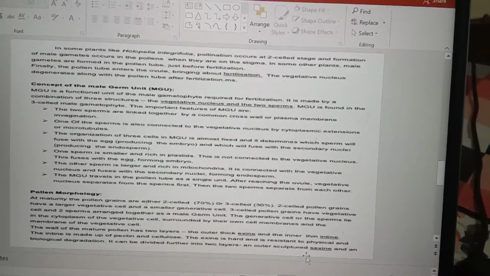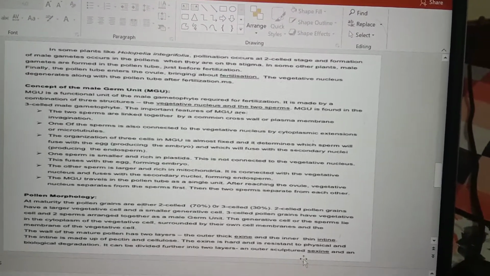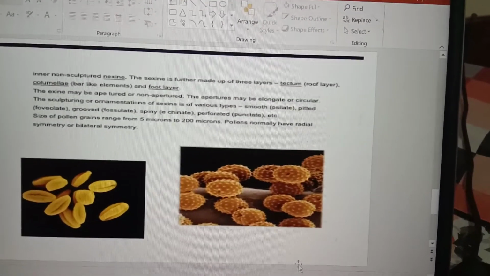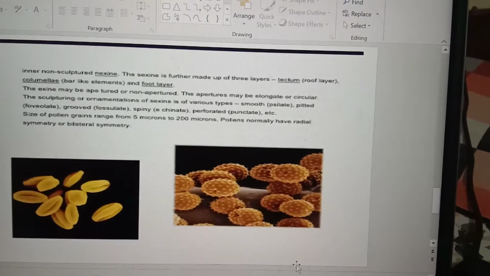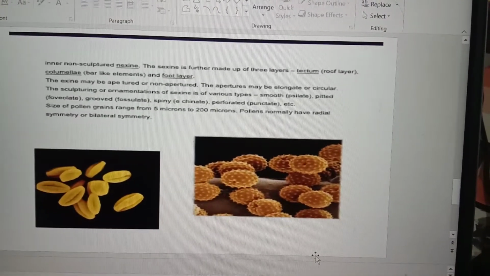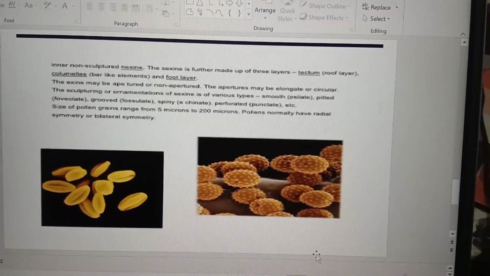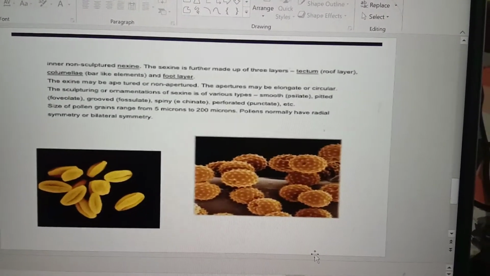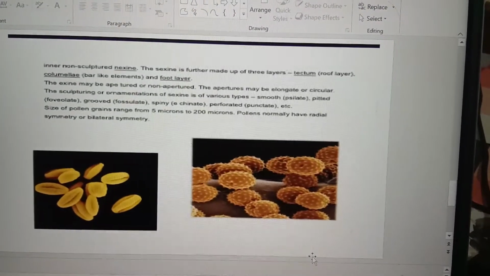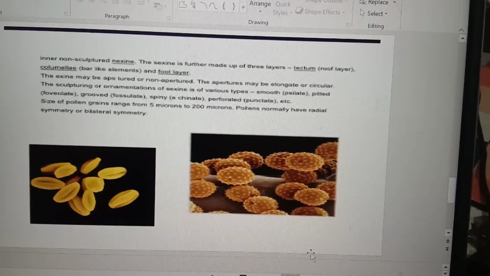The exine is divided into two layers: the outer sculptured sexine and the inner non-sculptured layer, called the nexine. Sexine and nexine are the parts of the exine. The sexine is further made up of three layers: the tectum, which is the roof layer, the columella, which are bar-like elements, and the foot layer.